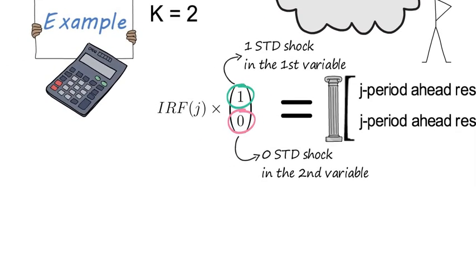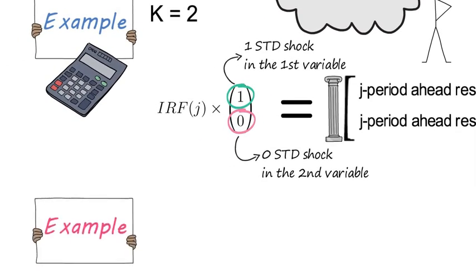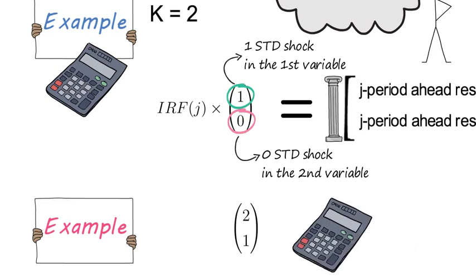As an additional example, you might want to know how a 2 standard deviation event in the first variable, together with a 1 standard deviation shock in the second variable, affects both variables of your 2-dimensional VAR1 system. So essentially, you compute the product of IRF of j times the column vector, which has now the parameterization (2, 1).